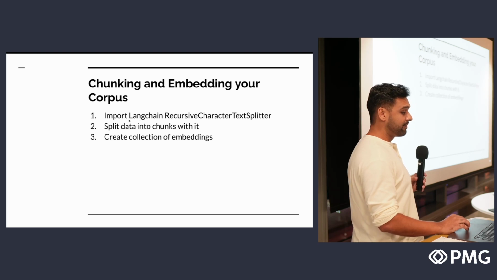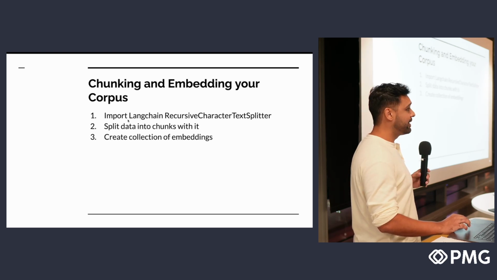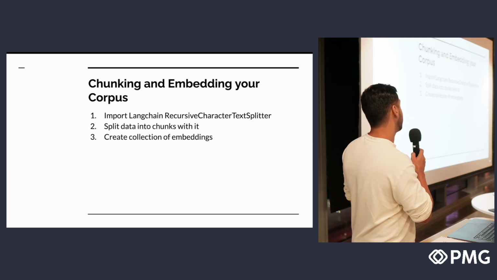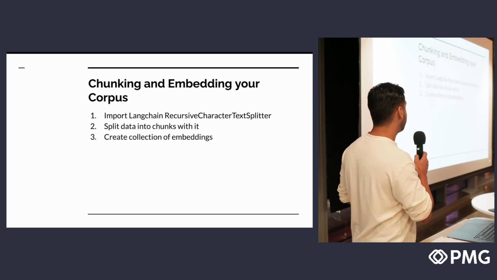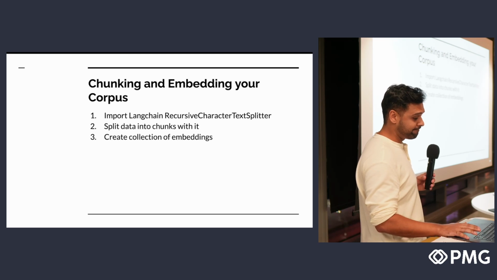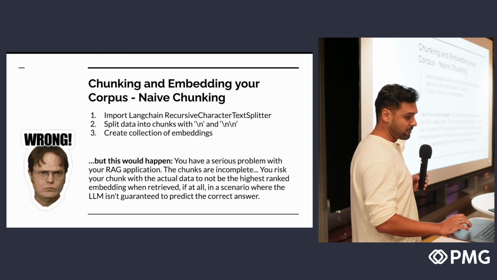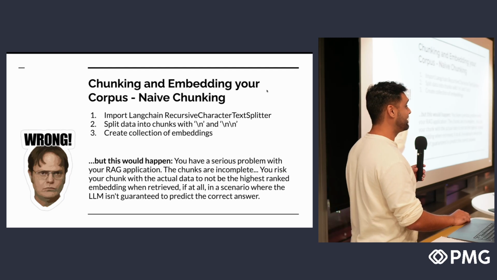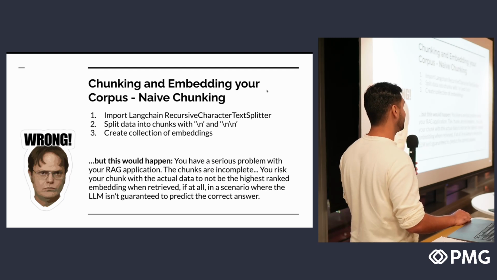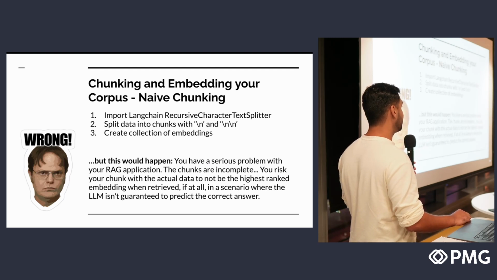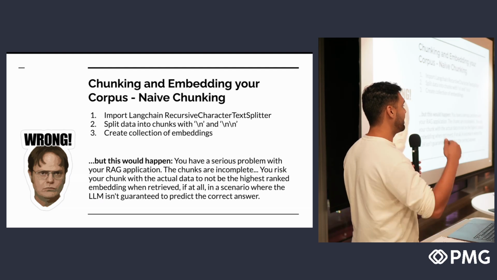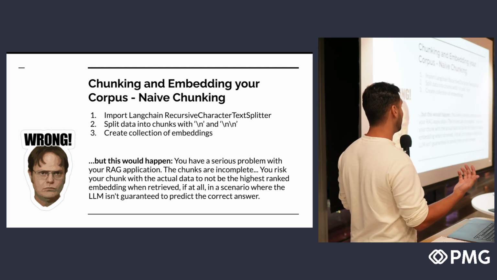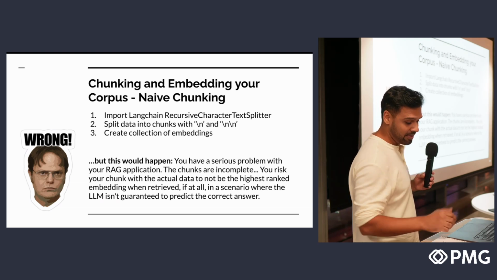Okay, so our AI devs here know this. You take your corpus and you run your LangChain recursive character text splitter, but there's a slight problem with that. You have a serious problem with your RAG application 99 times out of 100 because your chunks are usually incomplete. You risk the chunk with your actual data not being the highest-strength embedding when retrieved, if at all, in a scenario where the LLM isn't guaranteed to predict the correct answer.